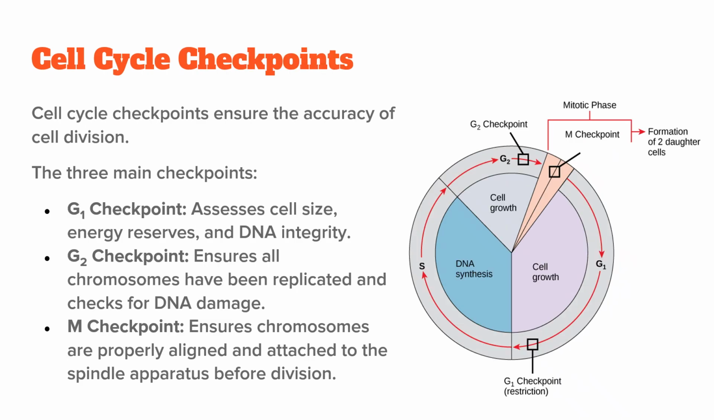Cell cycle checkpoints are quality control gates. The G1 checkpoint asks, is the cell large enough? Does it have sufficient energy reserves? Is the DNA undamaged? The G2 checkpoint verifies that all chromosomes have been fully replicated and checks for DNA damage before mitosis begins. The M checkpoint ensures each duplicated chromosome is properly attached to the spindle and aligned at metaphase, preventing missegregation. These controls protect genome integrity.